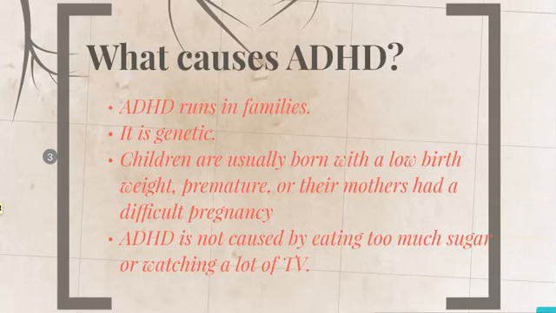What causes ADHD or ADD? ADHD is genetic and runs in families. If a parent has it, then the child is 50% more likely to have it, and if an older sibling has it, then the child is 30% more likely to have it also.